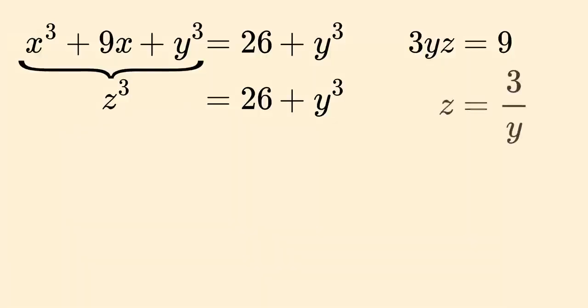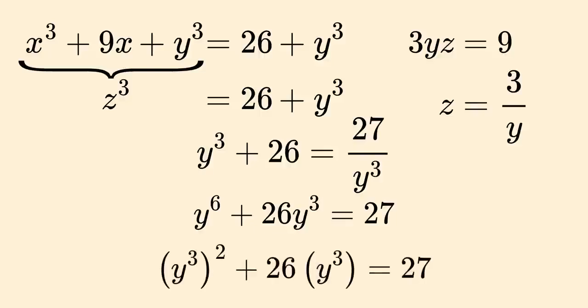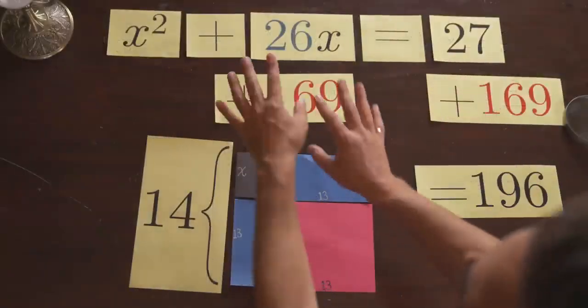Solving the first equation for z and substituting into the second, we get y to the 6 plus 26y cubed equals 27. At first glance, it seems like we're now worse off than when we started. The variable is now raised to the power of 6 instead of just 3. However, if you think of y cubed as a new variable, the equation is actually a quadratic, the same quadratic that we solved by completing the square.